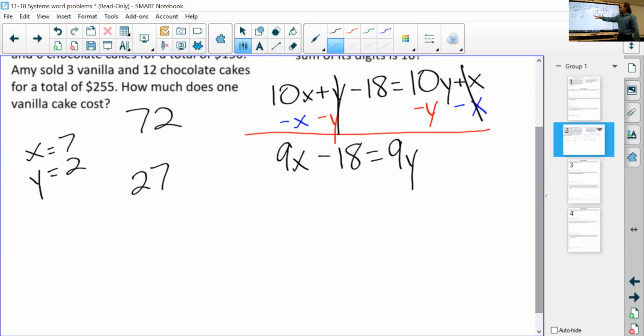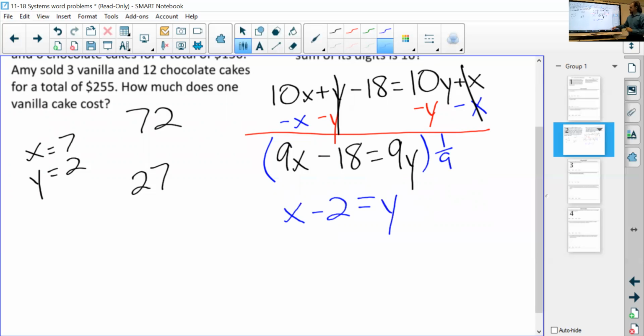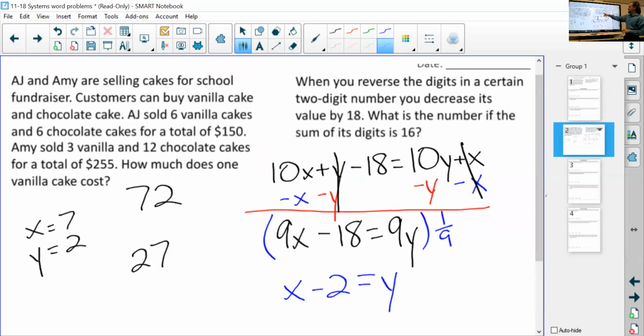So we can actually divide all three of these terms by 9, or you can think of it as multiplying by 1/9. And so that simplifies this equation down to just x minus 2 equals y. Okay, which is a whole lot better than this original one we wrote down. So we just have x minus 2 equals y. That's equation 1. We've only made it through the first sentence of this problem. Second part's a lot easier though.